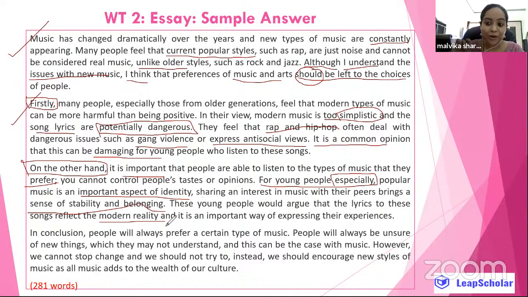These are the young people who are going to say that no, these song lyrics are reflecting what we are living in the present scenario. So the modern reality is getting reflected in these songs. And that is why it is a crucial way to express their experiences. See, we have completed our second view with the strong examples, that it gives them a sense of stability and belonging. Okay, they are able to express their experiences. So that is also done. This is how we write both the views with concrete examples.